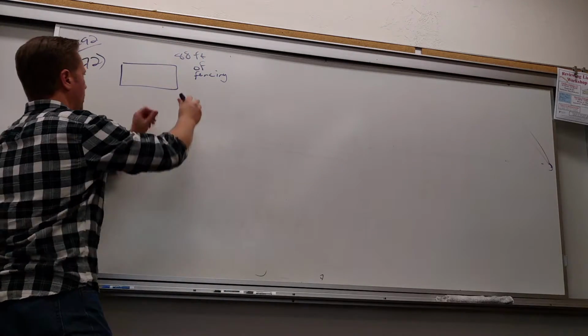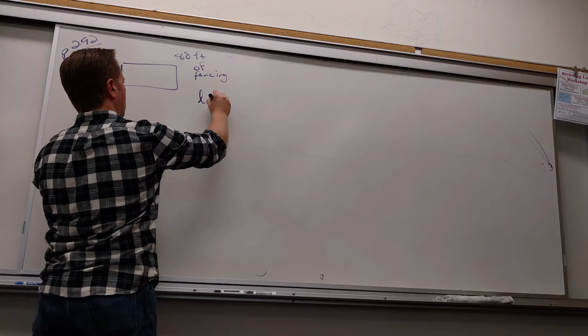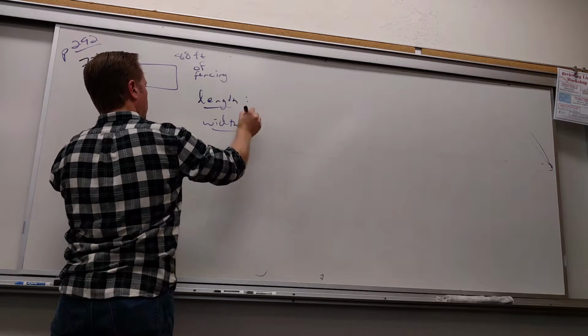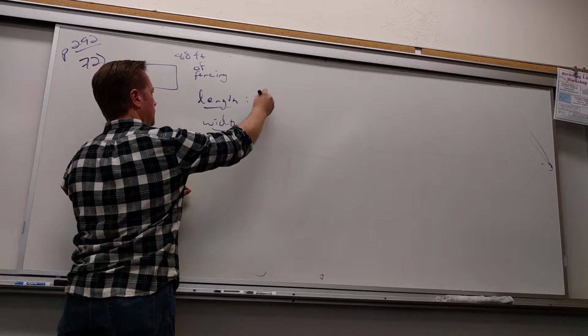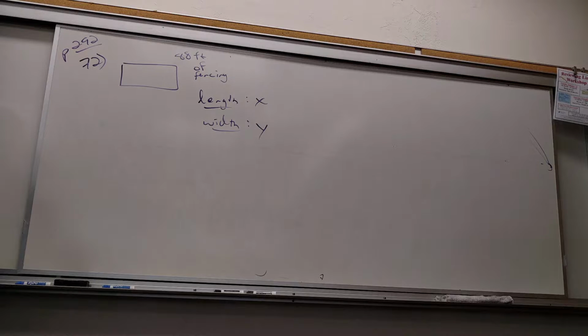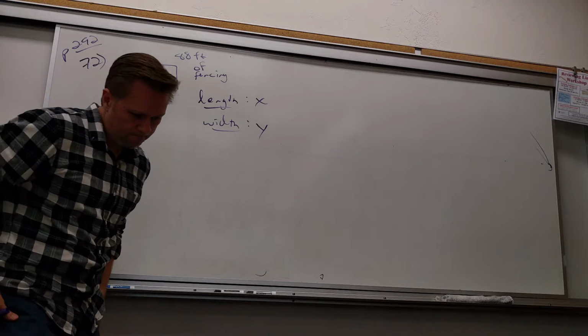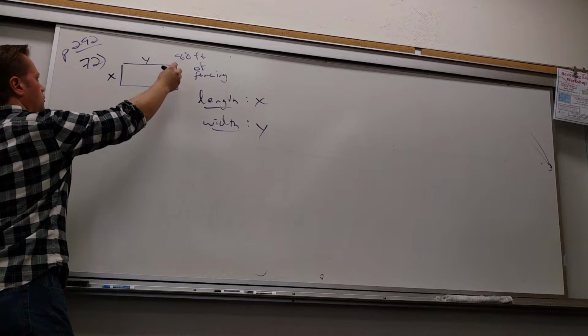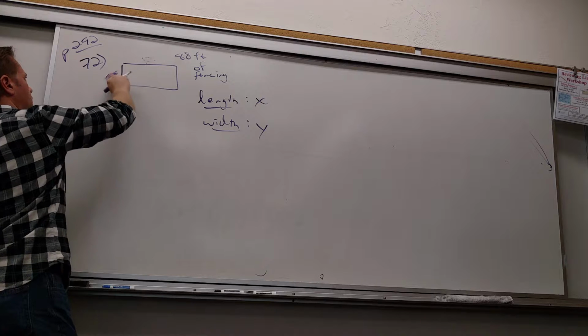The garden is 4 feet longer than it is wide. So I got length. Now, I'm allowed to use two variables here now, right? So what's the length? X. So it's the width, y. Now that we know how to deal with two variable equations, I can use two variables. So let me label this. My length is x and my width is y.